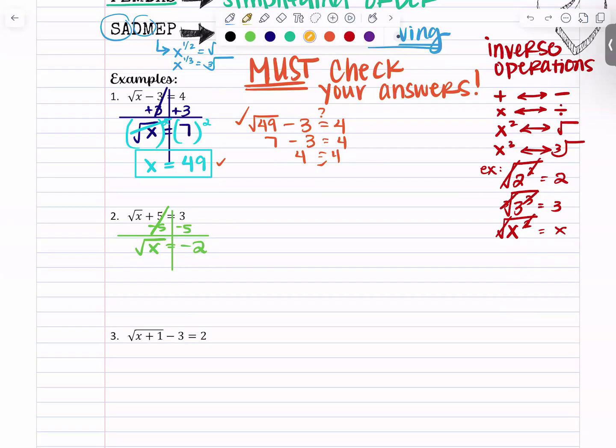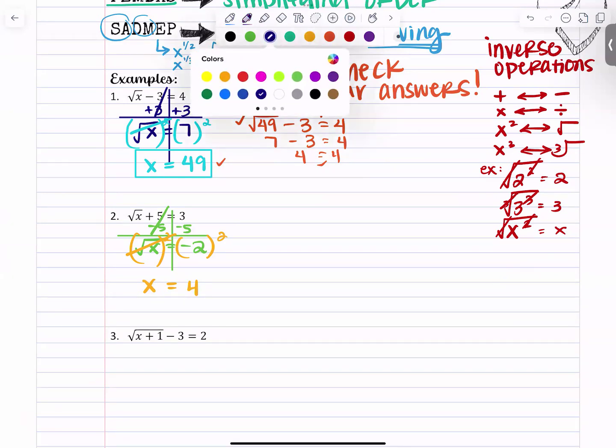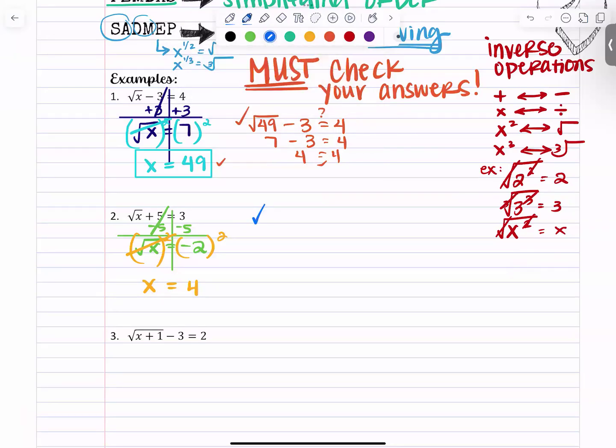To get rid of an x, or the root, you have to square it. I'll choose a different color. You square it. So it gets rid of that. And x is equal to +4. -2 times -2 is +4. All right. But if you take that and check it, I already know what's going to happen.